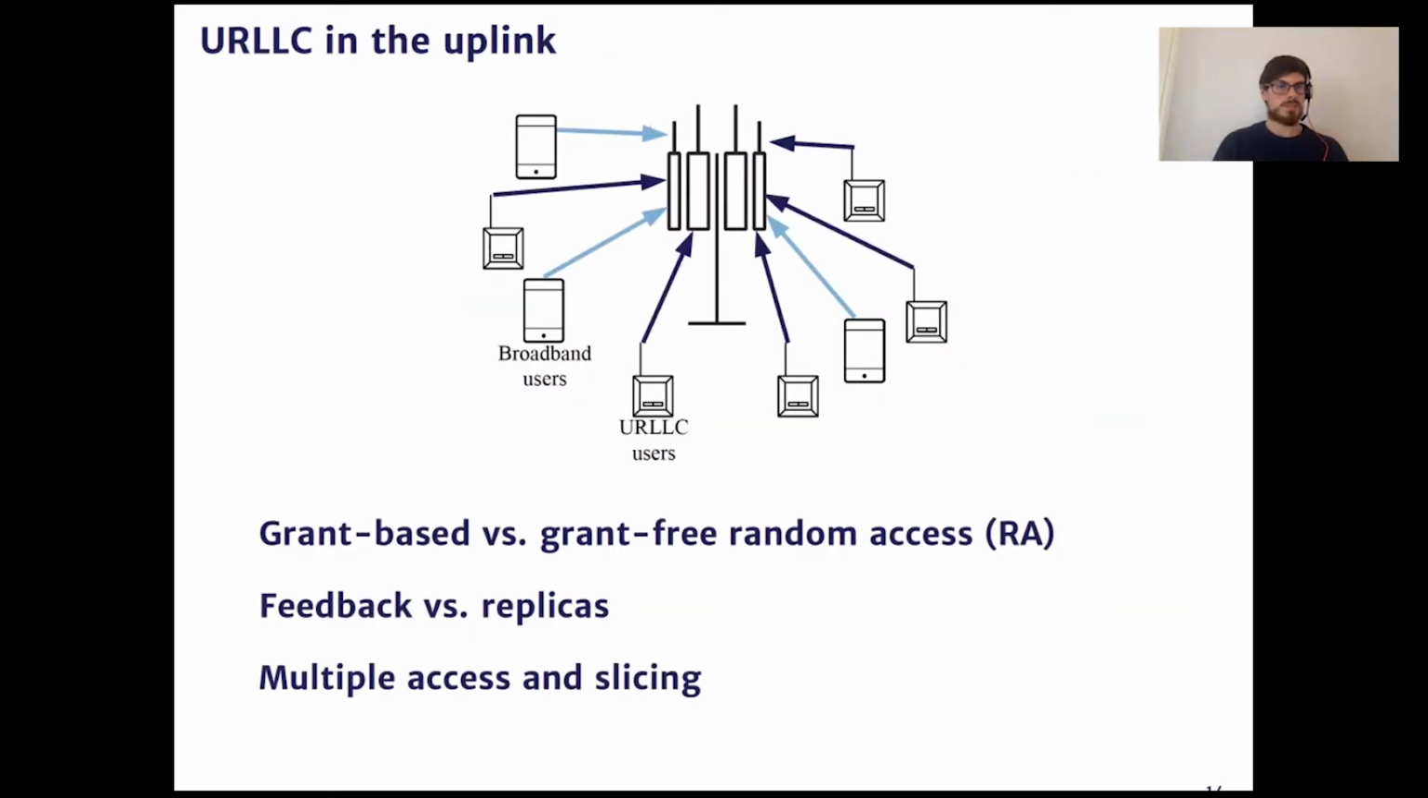So we're moving to the, let's say, interest that is the URLLC in the uplink. Here we're going to go through 3 main points. That is grant-based random access versus grant-free random access. These are the 2 big general bins where you can put access protocols. Then we will have feedback and replicas that are relevant also for this random access, but also for users that are already connected to the network. How do you assign the resources?